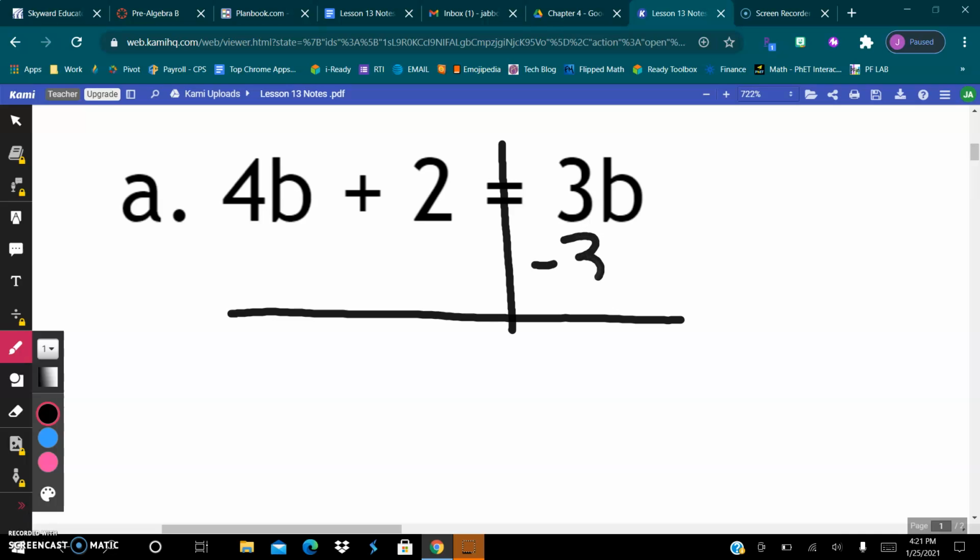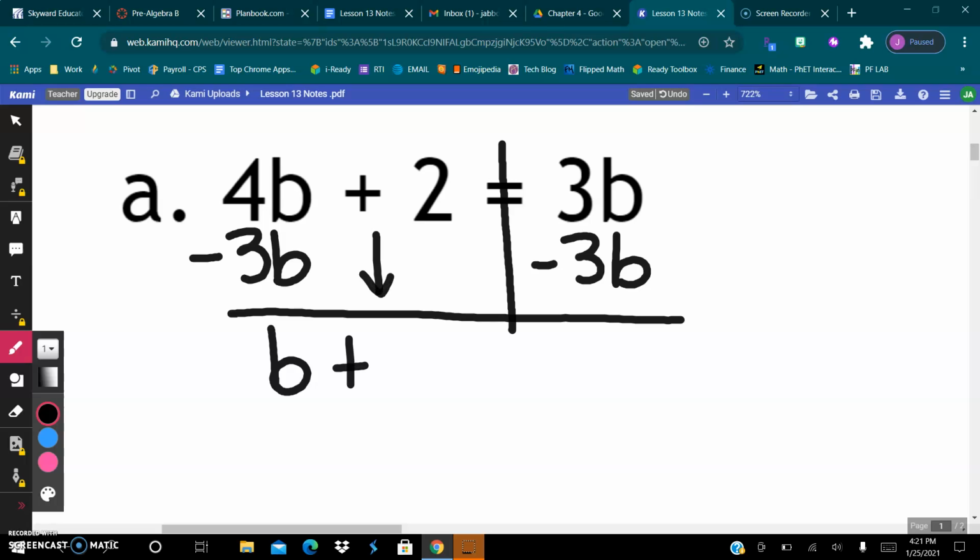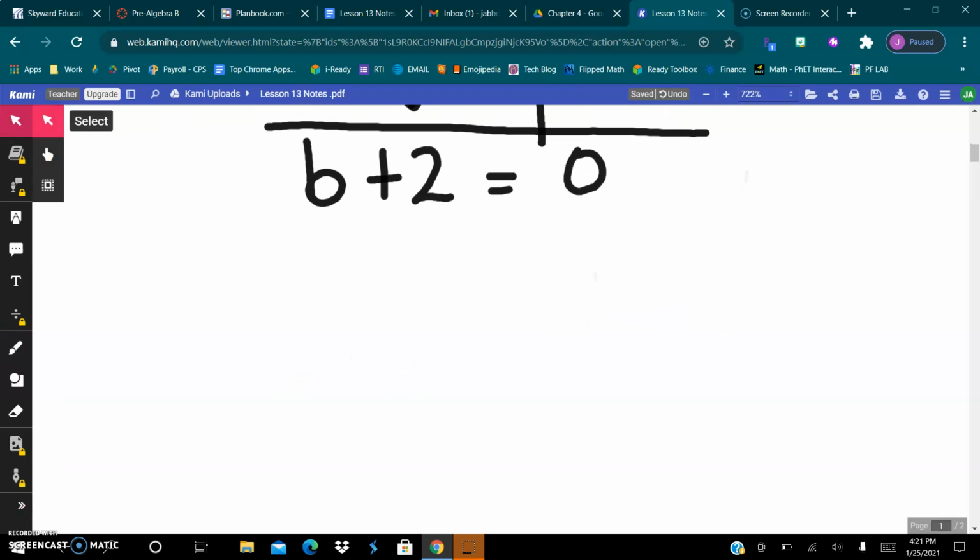So I'm going to subtract 3b from both sides. So I'm going to move it all at once. Now 4b minus 3b is just 1b, so we'll write a b. And then we bring down this plus 2. And 3b minus 3b leaves us with a nothing on that side, and that is okay. We just fill it in with a 0.